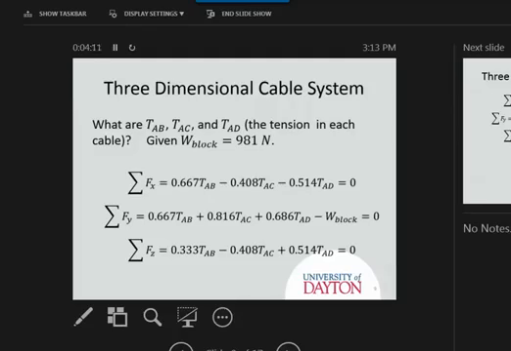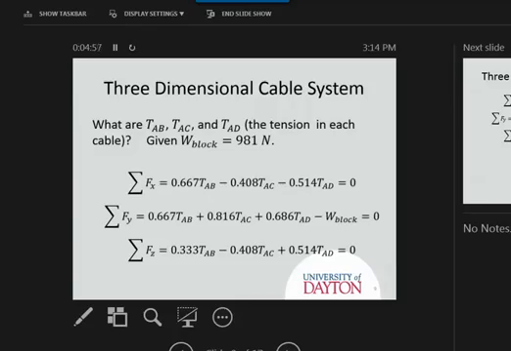So I'm going to have 3 rows in my A matrix, 1 for each equation. And I'm going to have 3 columns in my A matrix, one for each unknown that I have. So I pick off my numbers. My very first row of my A matrix is going to be the coefficients for my first equation. So I've got 0.667, negative 0.408, and negative 0.514. And this is for equation 1. I'll write that shorthand out on the side.